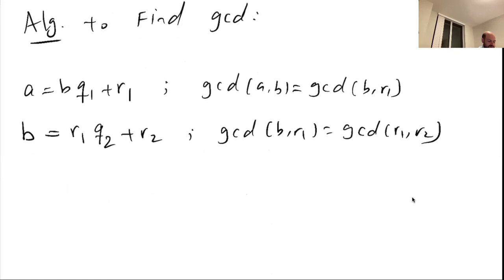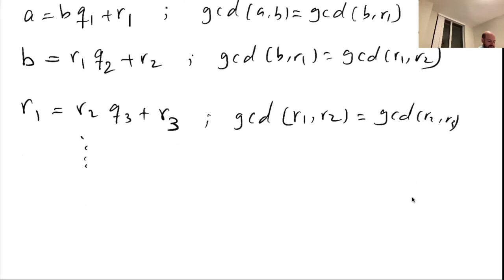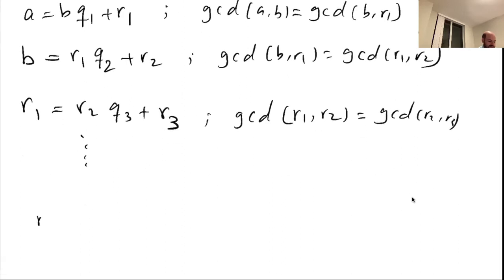And again, I can divide R1 by R2. So by saying that, let's say R1 equals R2 times Q3 plus R3. And then again, GCD of R1 and R2 is the same as GCD of R2 and R3. And we continue this process until we get, let's say, RK equals RK plus 1 times Q, let's say K plus 2.